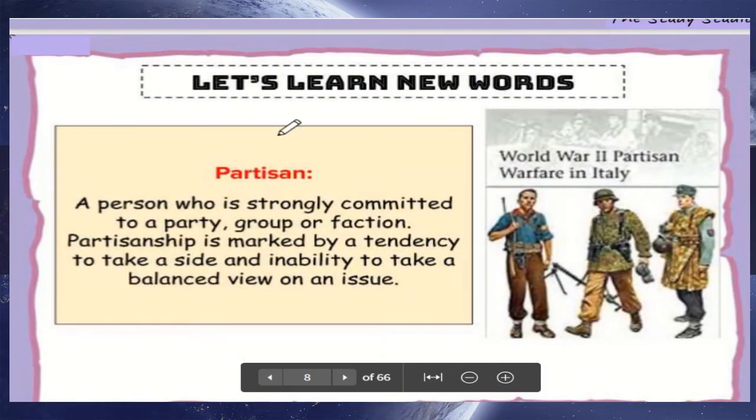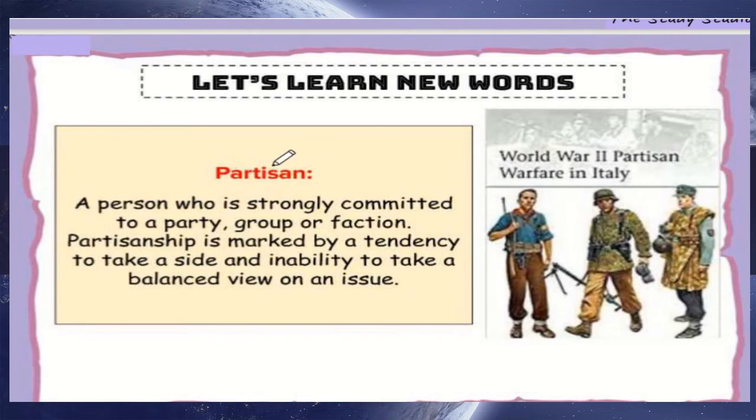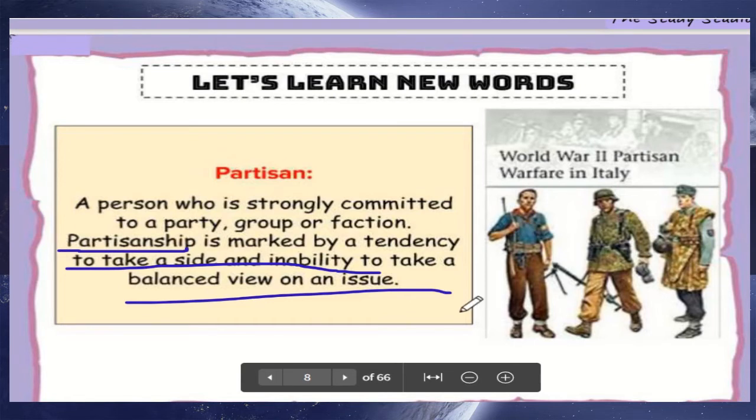Let's learn the new words. Partisan. Partisan is a person who is strongly committed to a party, group, or faction. And whereas partisanship is marked by a tendency to take a side and inability to take a balanced view on an issue. Okay? If not clear, write in the comment section. Okay? Let's go to the next slide.